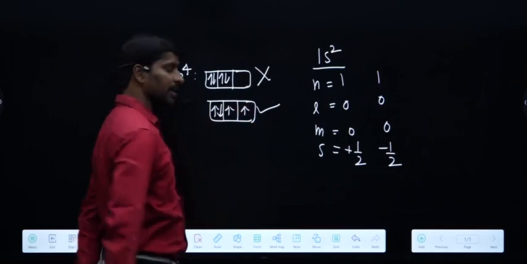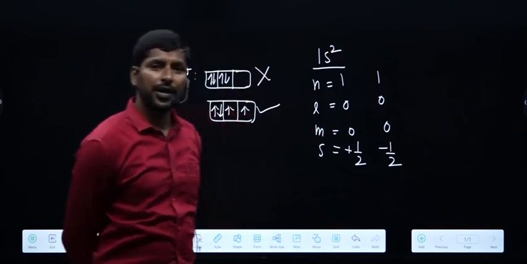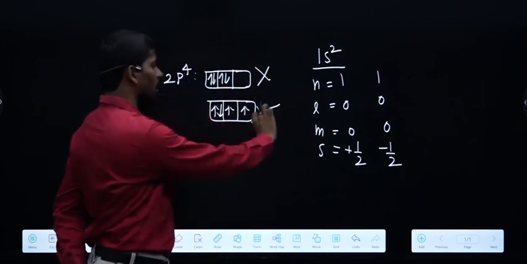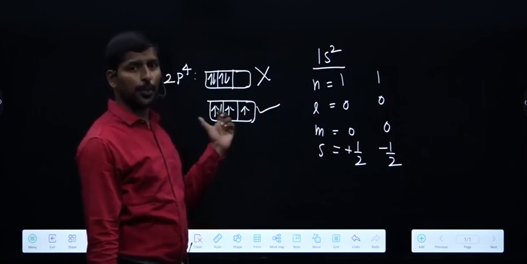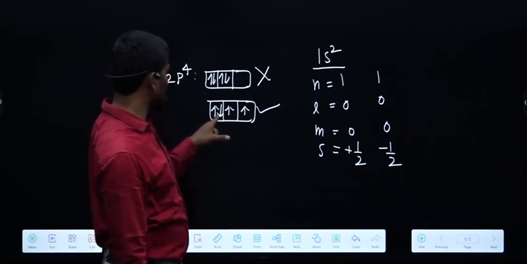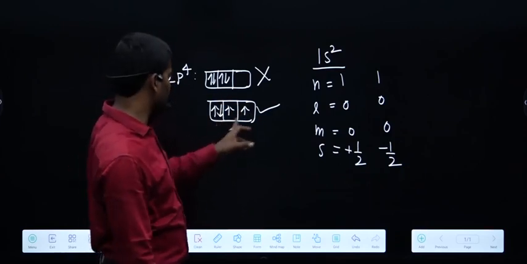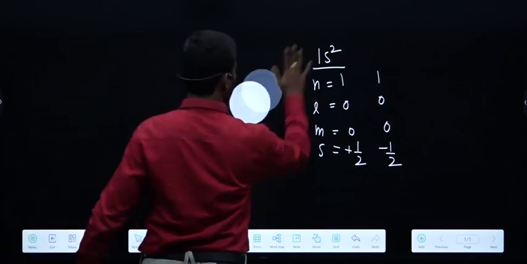So while we are filling the electrons in degenerate orbitals, first we have to distribute one electron to all the degenerate orbitals. After that only we have to pair. Right? We have to distribute one electron to these 3p orbitals. After that only we have to pair. So this is the correct configuration. Okay, so that is Hund's rule.